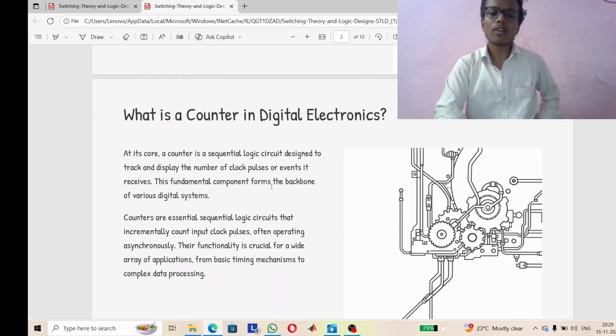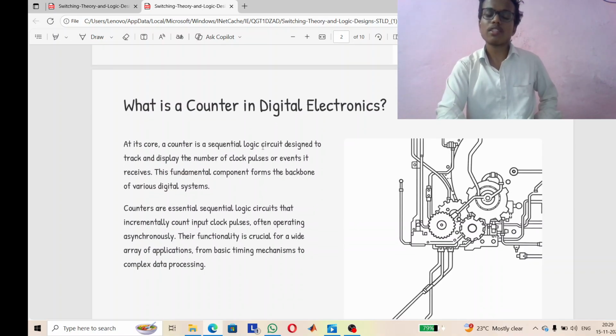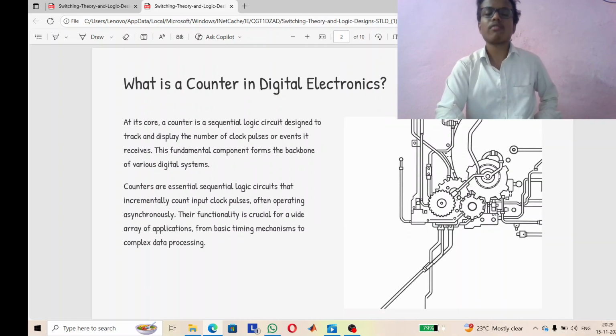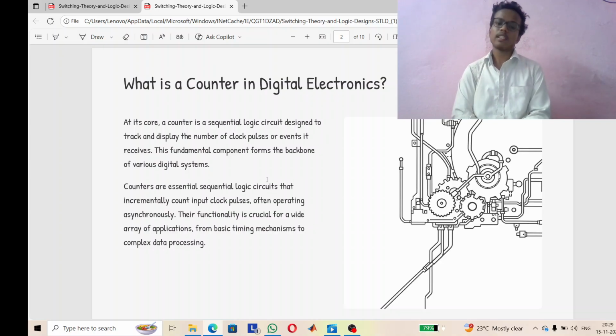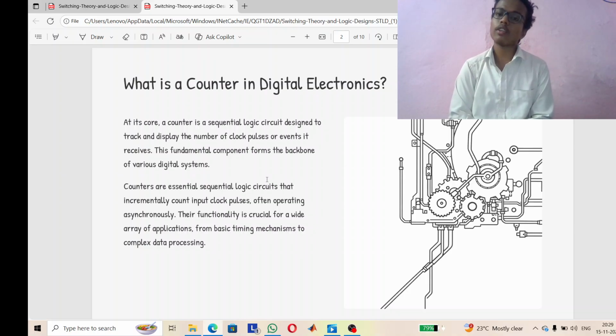In digital electronics, at its core, a counter is a sequential logic circuit designed to track and display the number of clock pulses or events it receives. This fundamental component forms the backbone of various digital systems. Counters are essentially sequential logic circuits that incrementally count input clock pulses, often operating asynchronously. Their functionality is crucial for a wide array of applications, from basic timing mechanisms to complex data processing.